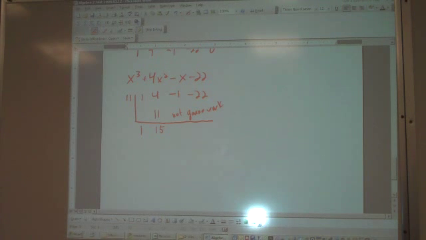Okay, 11 didn't work. Who wants to try something else? Negative 11. I'm going to try 2 first. What James said. Okay, and that's going to be the same set of coefficients now. 1, 4, negative 1, negative 22. Okay, so that's 1 times 2, I get 6. I get 12, 11, 22.